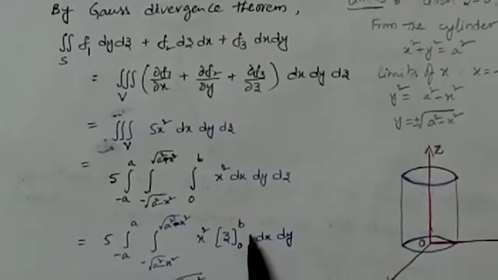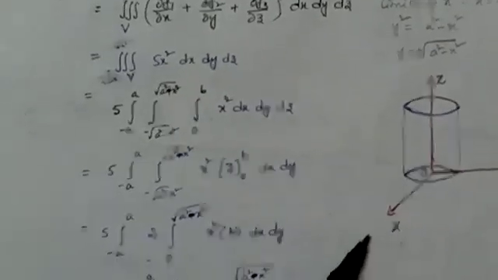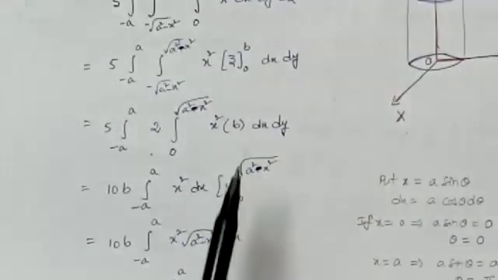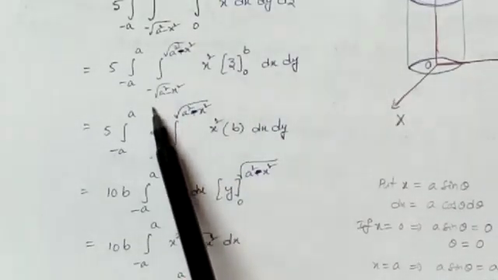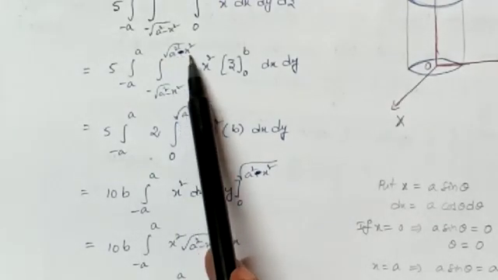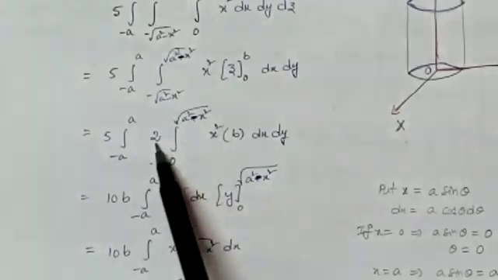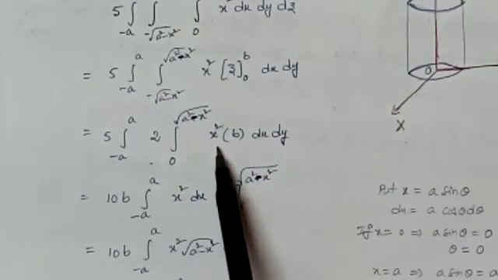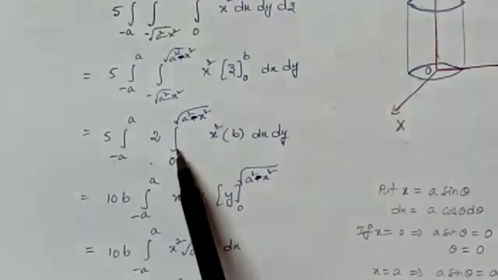So we have substituted that 0 to b. In that we'll get x square into b dx dy. Now here we have integral minus under root a square minus x square to under root a square minus x square. So you are converting this to integral 0 to under root a square minus x square into x square b dx dy. How can we convert this one?